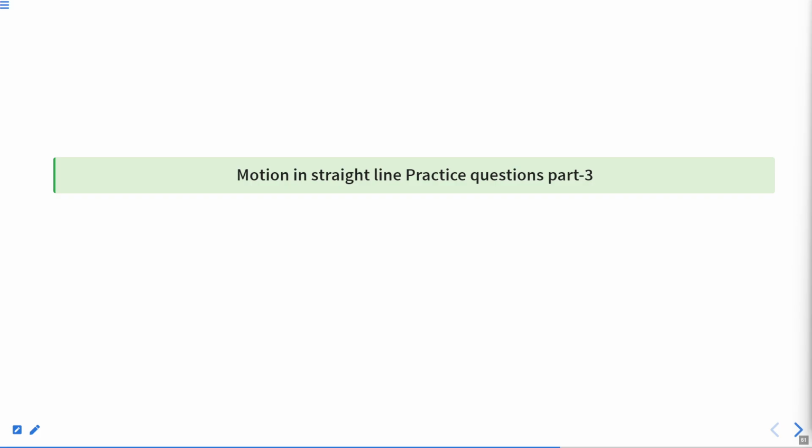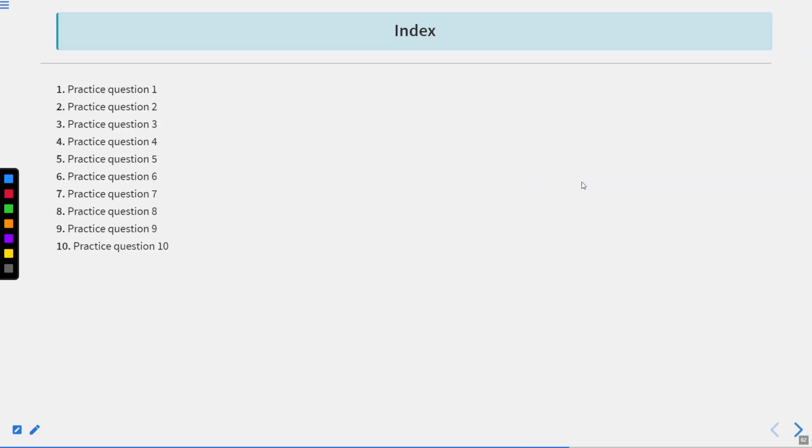Hello students, in today's lecture we will learn motion in a straight line, practice questions part 3. In today's lecture we will cover 10 questions. 10 questions for practice. Clear?